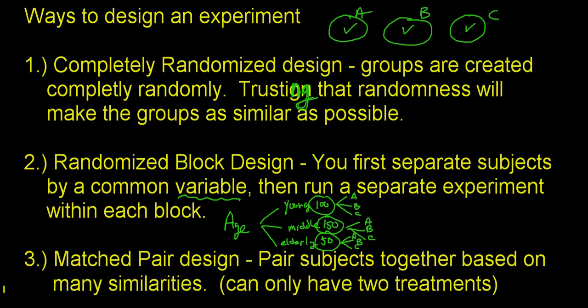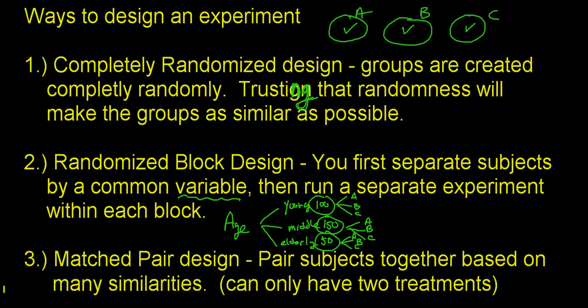So the point here is now I can clearly see if everybody taking medication A got better, well then it appears that age doesn't matter, because the young people got better, the old people got better, and the middle-aged people got better. So blocking really allows me to reduce the variation within my groups, because now instead of having it all mixed up, I'm purposely making sure that the young, middle, and elderly are all getting the treatment.